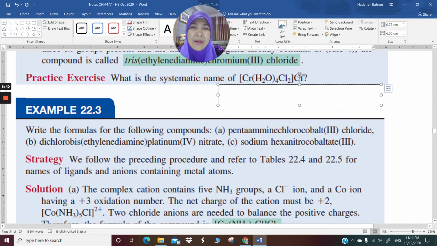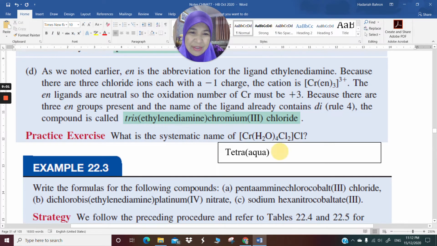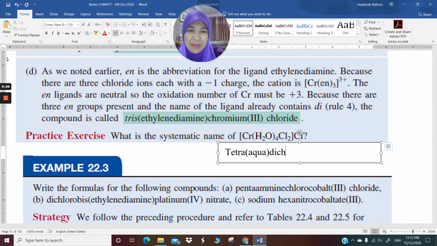Sometimes tetra aqua, because there are 2 A's there, you just get rid of 1 A, make it tetra aqua. Yeah? Tetra aqua, that's the tajweed. Tetra aqua, no space, dichloro. Chloro because it's a ligand. Chromium, there is no space. Chromium 3.